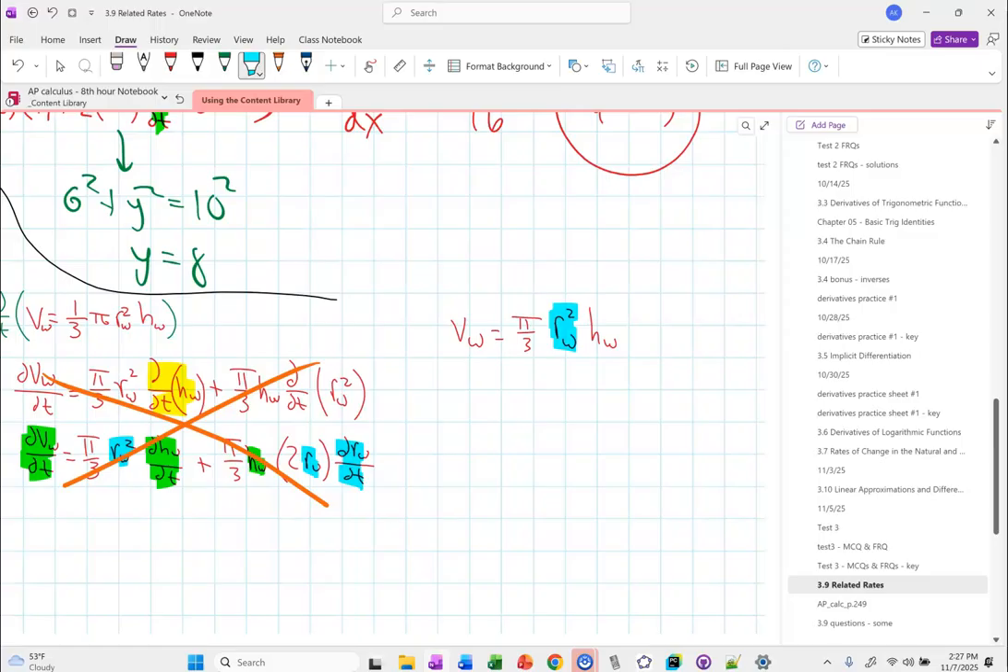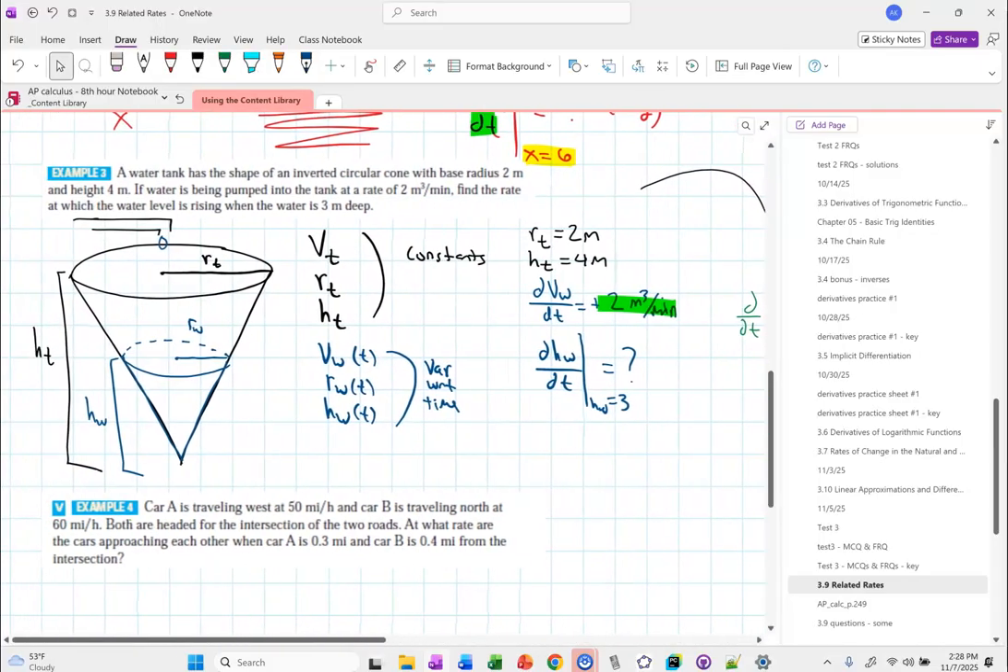How am I going to do that? Set it equal to what? Look at the picture.